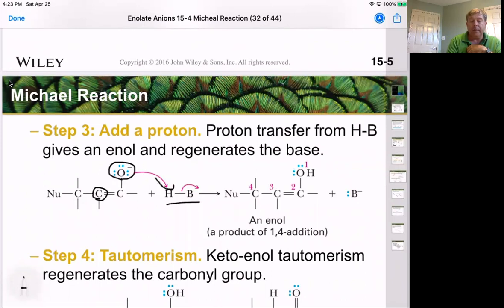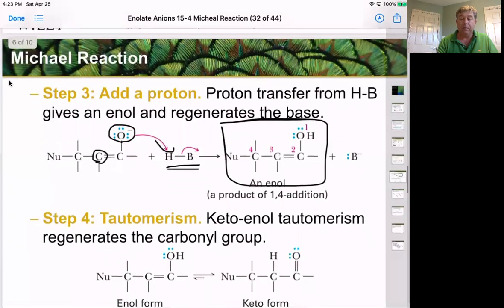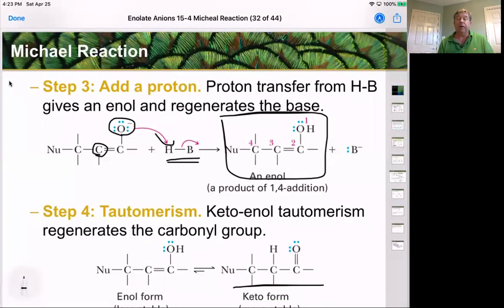oxygen deprotonate something that's acidic to create our enol form right here. And then of course our enol form is not the most stable form, and it reverts back to its keto form, giving us our final product. Okay, so we're doing three things here. We're taking a conjugated system, we are taking an enolate, and we're taking an enol-keto form, and we're adding them all together to generate all the different steps in the Michael reaction.